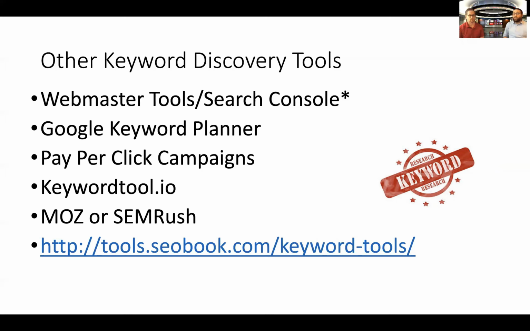Google Ads has its own keyword tool called Google Keyword Planner. You can run pay-per-click campaigns to figure out keyword research. KeywordTool.io is another one, Moz or SEMrush, and then here's a link for many more. So there's lots of keyword tools out there. As we continue this lecture, we will see what will determine why I want to use one tool over another.